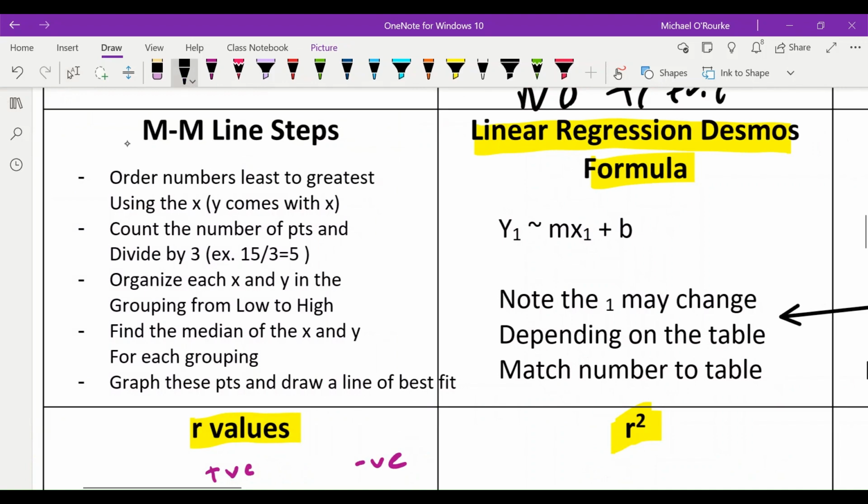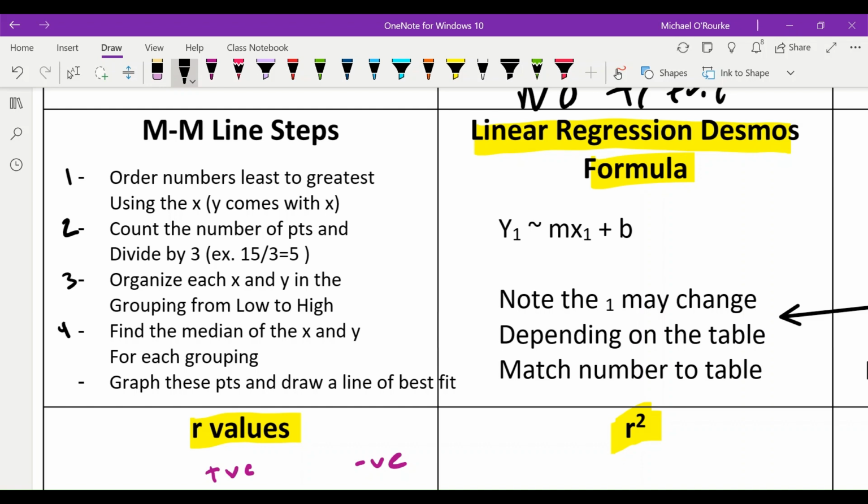So step 1, organize your numbers from least to greatest using your X. The Y's come with the X's. Step 2, count the number of points and divide by 3. Step 3 is to organize each of your X and Y's in the grouping from low to high. Then step 4 is find the median for each of the groupings. And then you're going to plot those points. Okay, so what we're doing is we're making a median line.